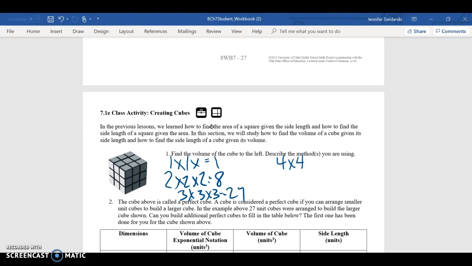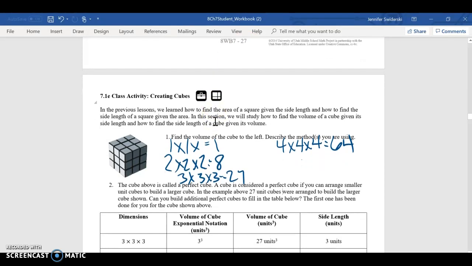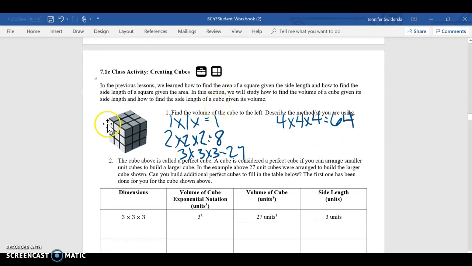4 times 4 times 4, that equals 64. I want you to go all the way up to 10 for me. So go ahead and do that. And then let's go back to the grid to what is next. You will need to know these for your test coming up. You'll have to have them memorized because we do not have a calculator. So I'll be going over that. We won't have calculators on the test, so it's really important for you to start memorizing these.